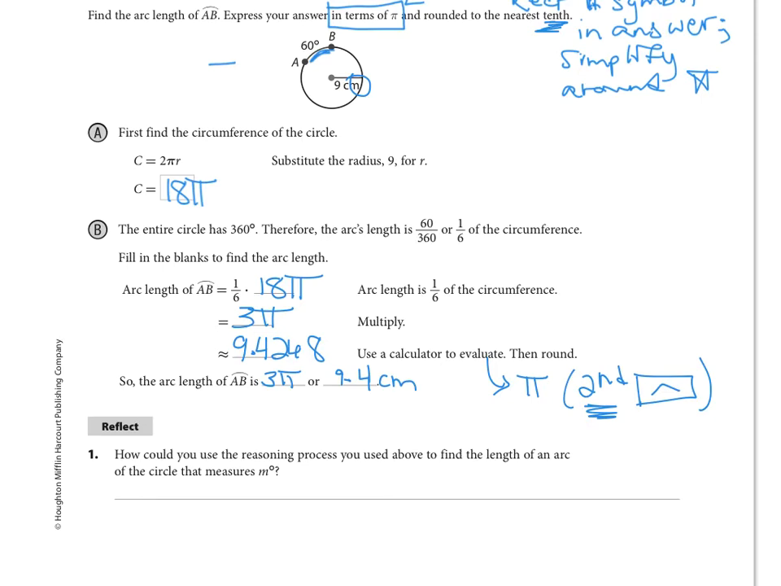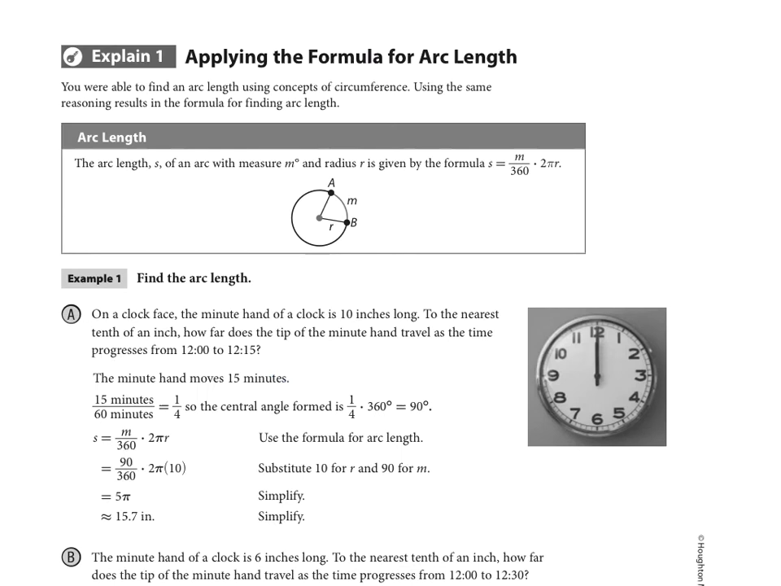So I want you to see what you can do here with applying this formula, and we have a general formula that says the arc length S is always going to be equal to the measure of the arc, in degrees, out of 360. So there's the fraction of the circumference, 2 pi r.